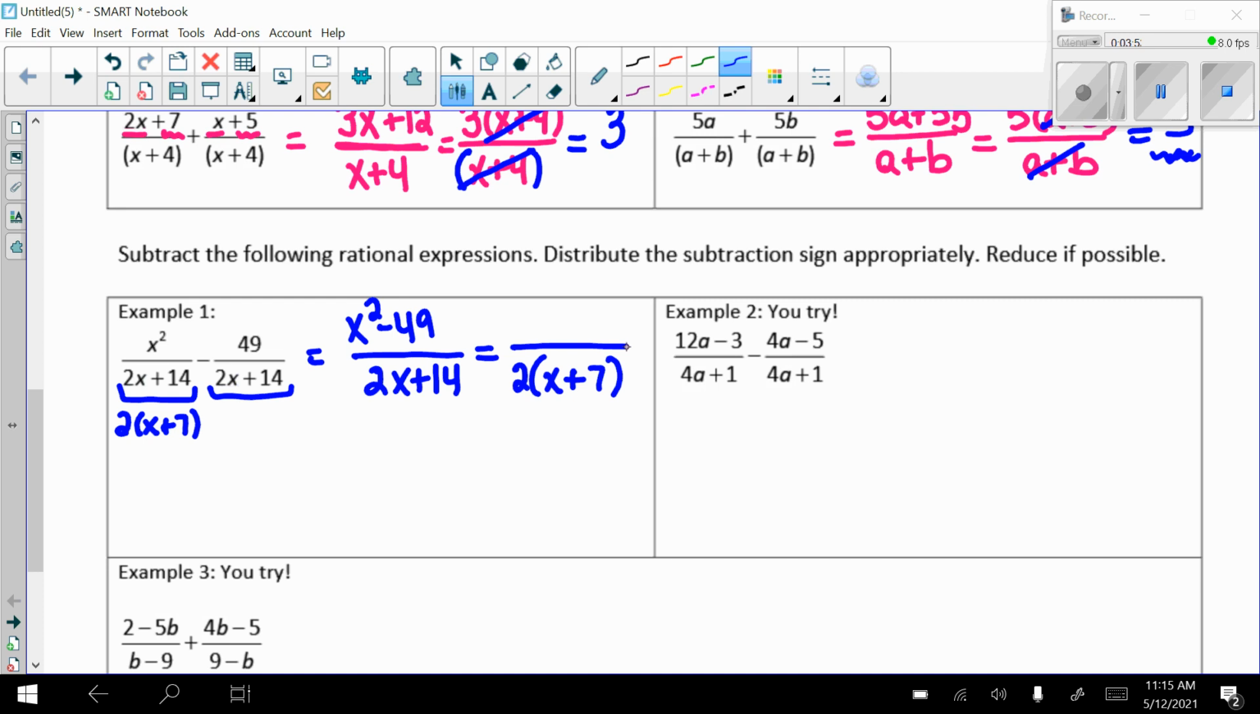In our numerator, I hope you recognize that what we have there is the difference of squares. So we can factor that to be x plus 7 times x minus 7. That's good news because it looks like now that we have the numerator as this value times this value, and the denominator as 2 times this value, we can start canceling things out if they're exactly the same. So x plus 7 and x plus 7 can cancel out, and we are left with x minus 7 over 2. That's our final answer.